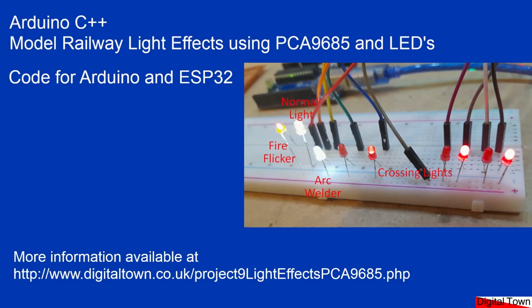Now, the effects we're going to create today is a fire flicker. We're going to look at just a normal light. We're going to look at an arc welder, and we're going to look at crossing lights. Now, all of these effects are going to run simultaneously on the same Arduino, the same PCA9685 board. So let's have a quick look at what we're trying to attain here.